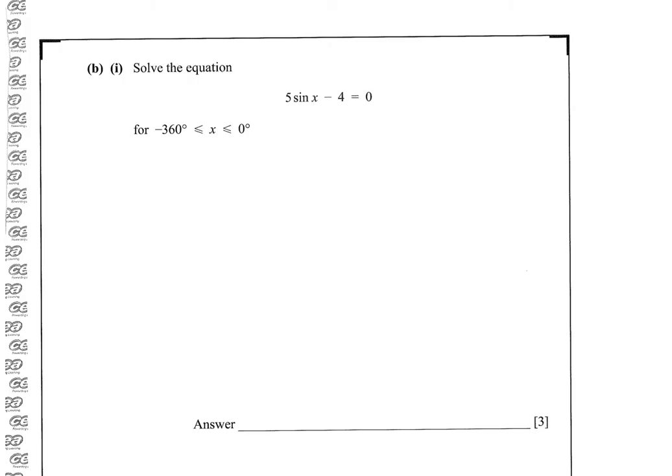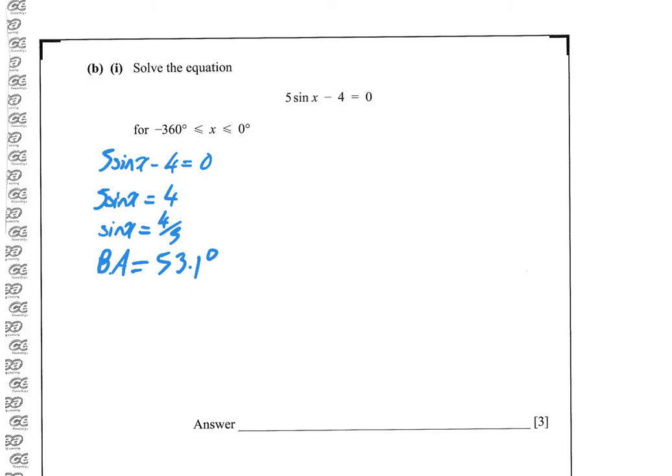Okay, part B. Part 1 is solve the equation. So we've got 5 sine x minus 4 is equal to 0, which means 5 sine x is equal to 4, which means sine x is equal to 4 over 5. I'm going to use the cast diagram method to do this, so I'm going to find my basic angle. From my calculator, I'm doing sine to the minus 1 of 4 divided by 5, and press equals, and to 1 dp, that gives me 53.1 degrees. So I'm going to draw my cast diagram.